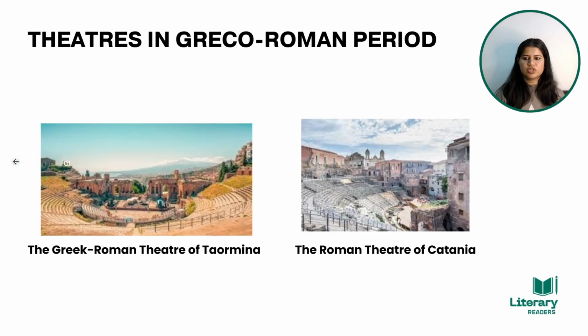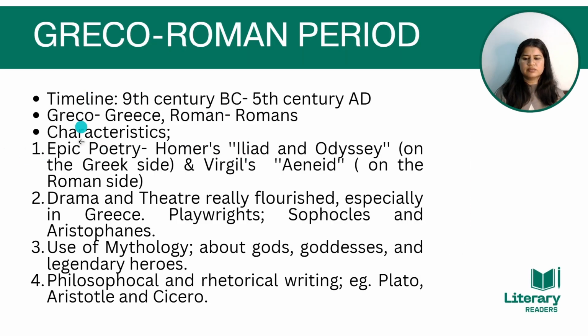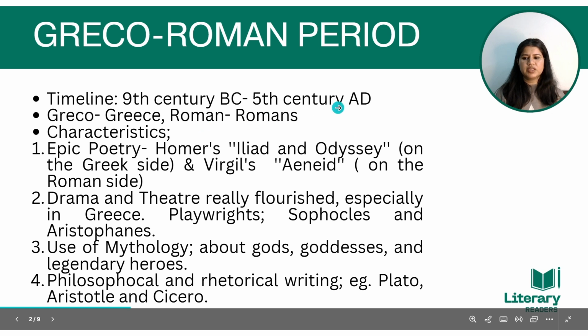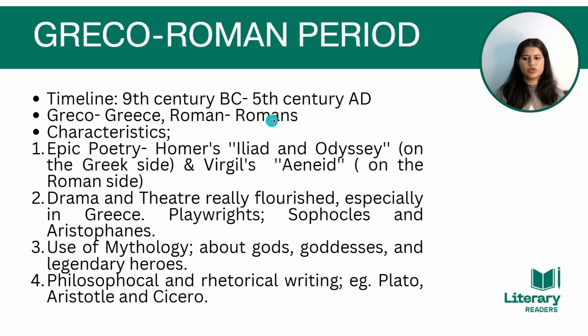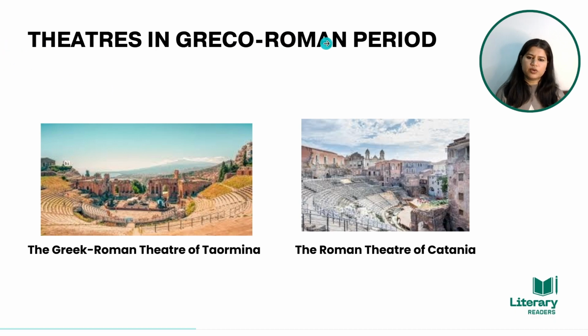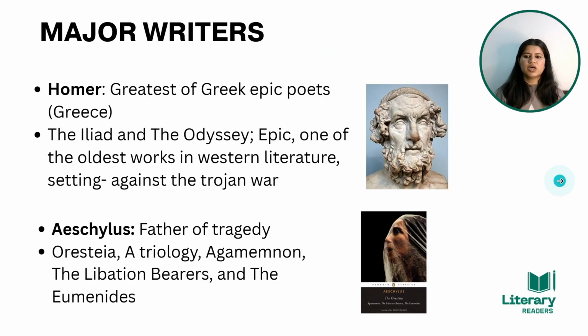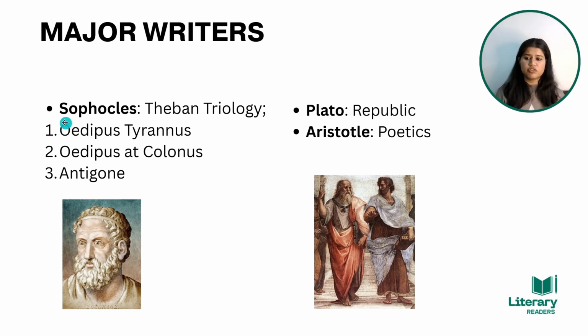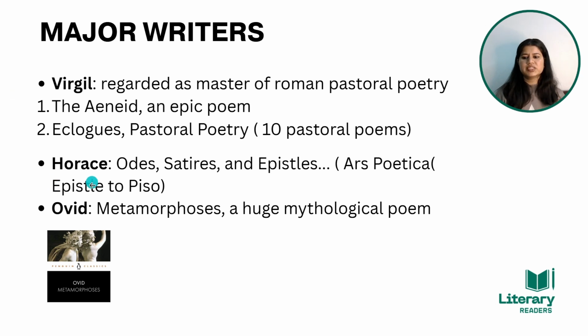So till now we have talked about the timeline of this period, the term Greco-Roman, the characteristics of this period, epic poetry, drama and theater, use of mythology, philosophical and rhetorical writing. Then we talked about the theaters in Greco-Roman period. Then we talked about the major writers in which we have Homer, Aeschylus, who is known as the father of tragedy, Sophocles, Plato, Aristotle, Virgil, Horace, and Ovid.